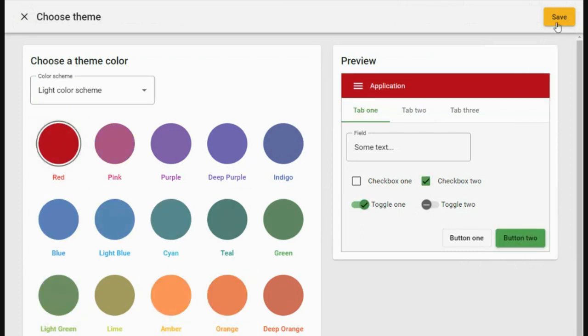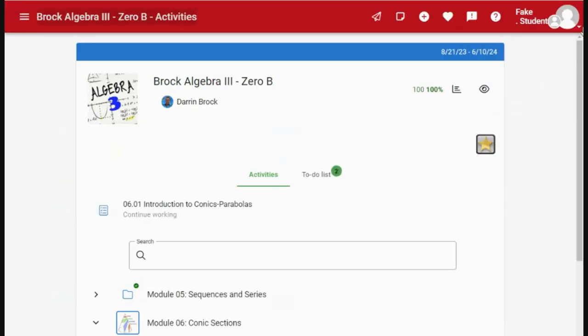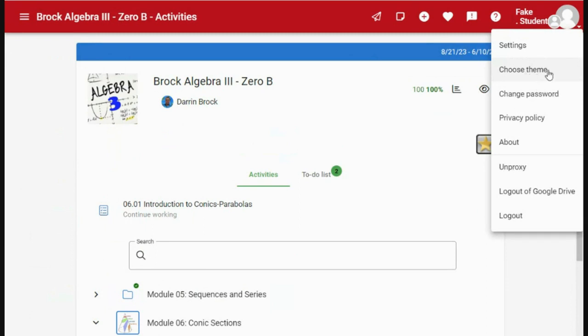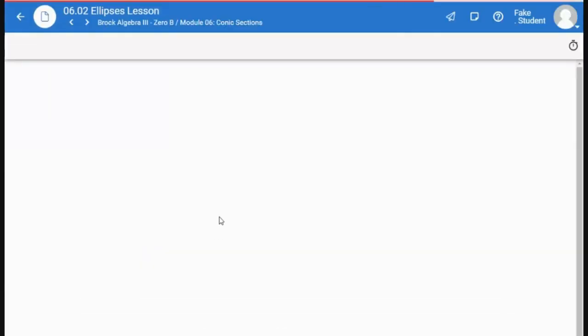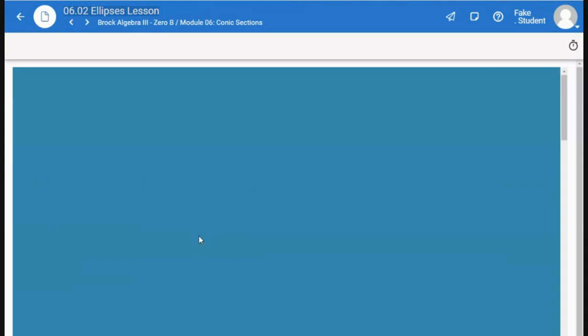But change it to a light color scheme if you're having trouble seeing equations. And that's up here. Click on your name and choose theme. All right, so that was all the parabolas lesson. Let's look at ellipses. This is our second lesson for this week. Ellipses.